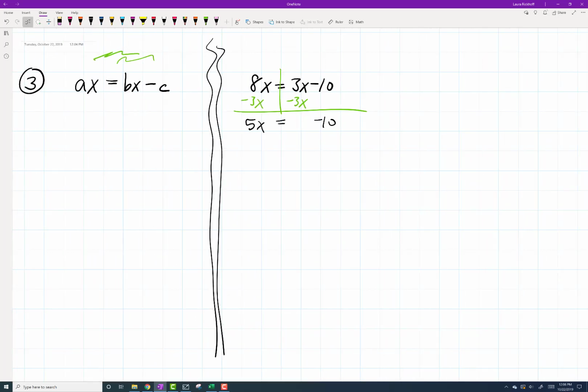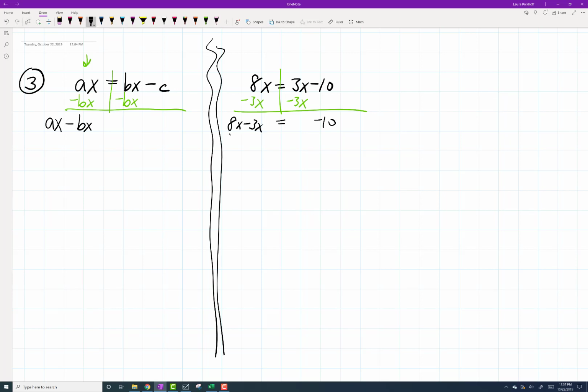When we go to do it on this side, we're going to do the same exact thing. You're going to subtract bx from both sides to get all the x's over onto the left side of the equation. But when you go to subtract, you're like, ax minus bx. That's weird, right? It's hard for me to see that subtraction. But it is just ax minus bx, just like this one was 8x minus 3x.